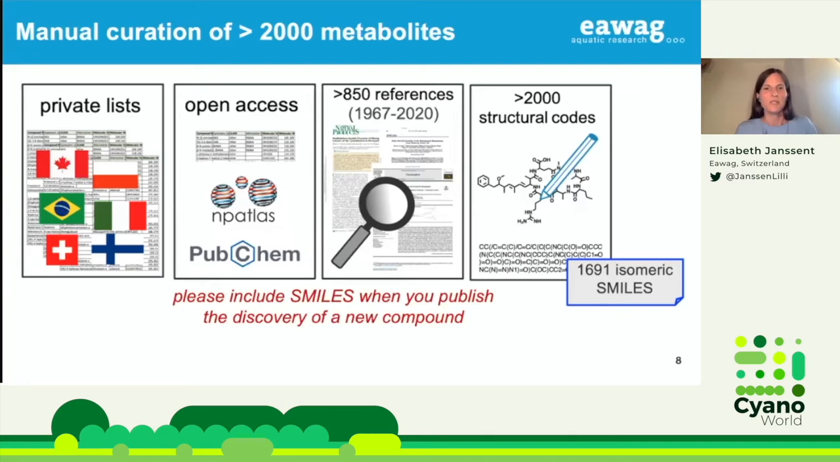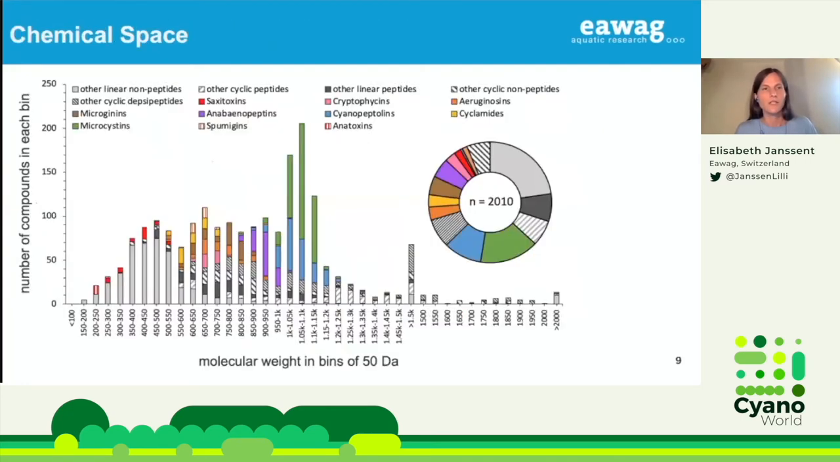But this is CyanoMetDB. This is the list that is now available. Here's a little impression of the chemical space. It's 50 Dalton bins on the x-axis. So you see it ranges from 150 to more than 2000 Dalton and the number of compounds in each bin. We have somewhat classified metabolite classes, like the green portion here are the microcystins, but we also sometimes just declare them as other linear non-peptides, other cyclic peptides, if we didn't assign a certain class to them. We kind of fixed our attention on the most common classes, so to speak, but this is something we can also keep working on and improving.